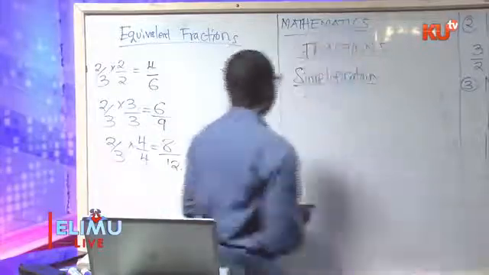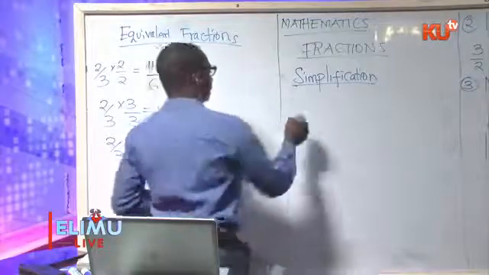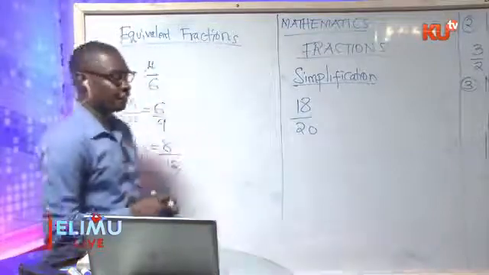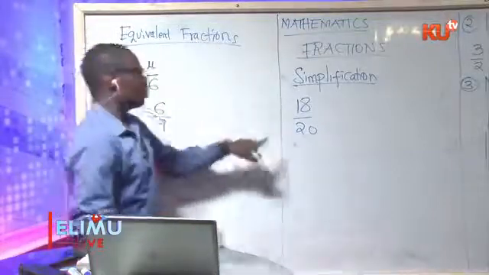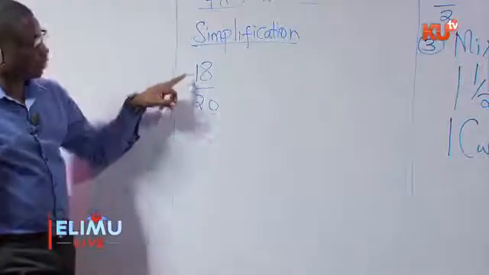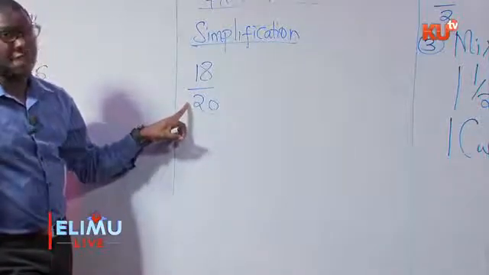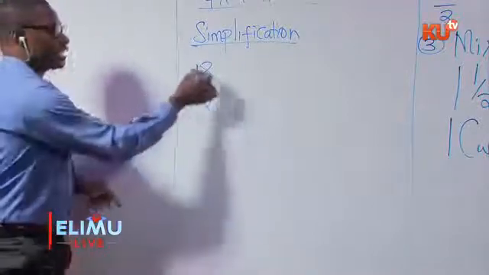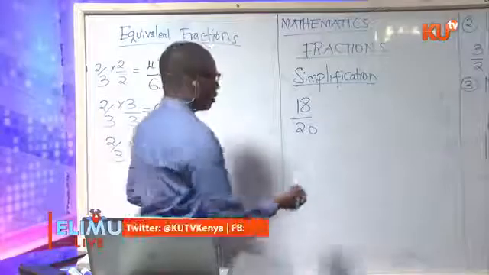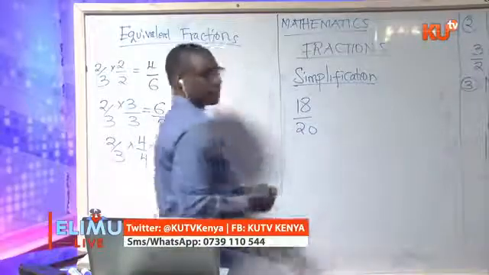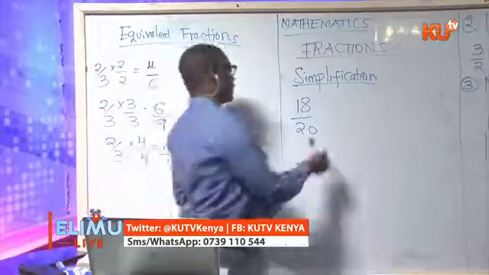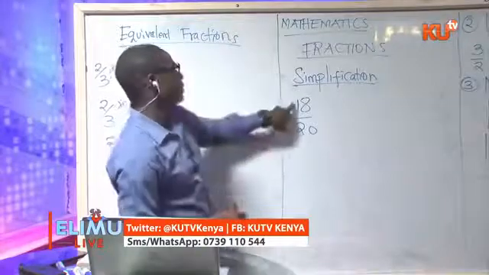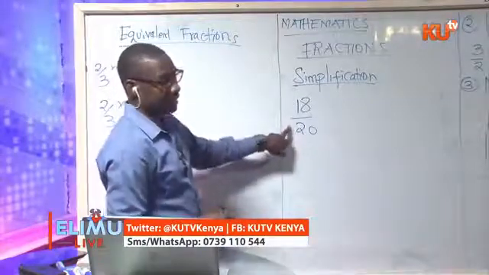For example, if you have a fraction like 18/20, then you are told to simplify this fraction. You look for a number that can divide both the numerator and the denominator. That number that can divide the numerator and the denominator, you divide the numerator by it to get your answer and also the denominator. Now, in this case, we have 18 and we have 20. So one of the numbers that can divide 18 and 20 without a remainder is 2.